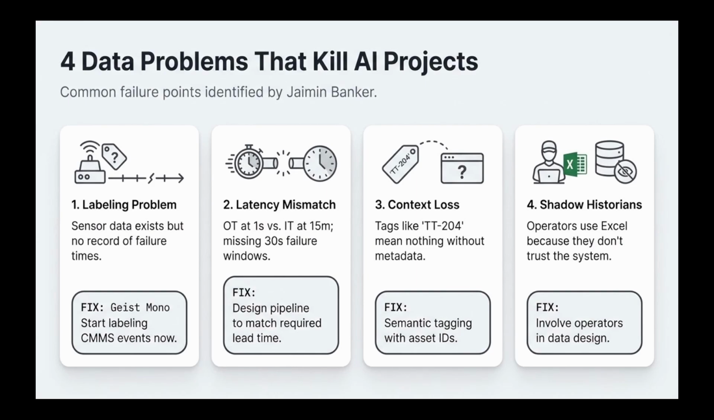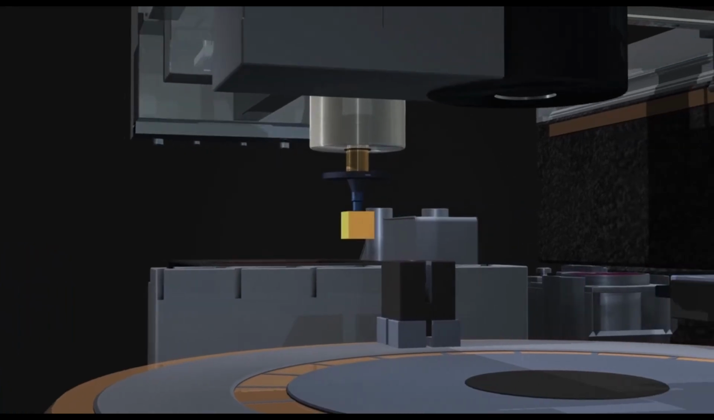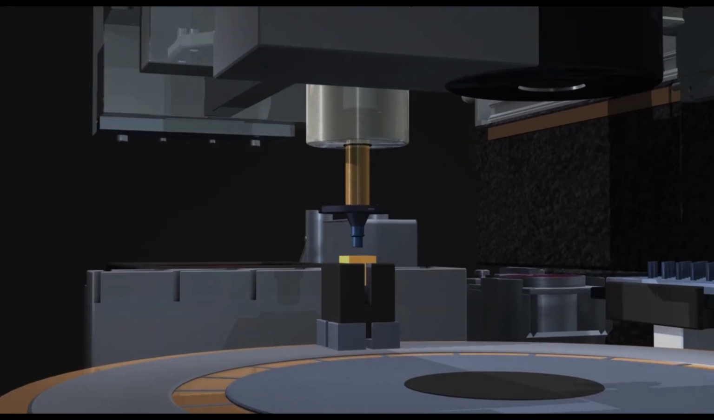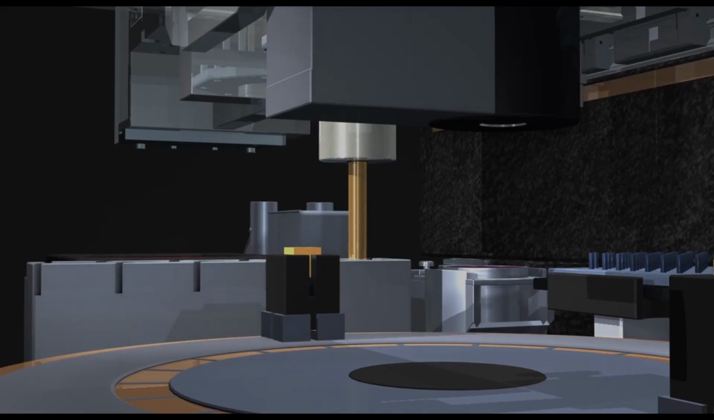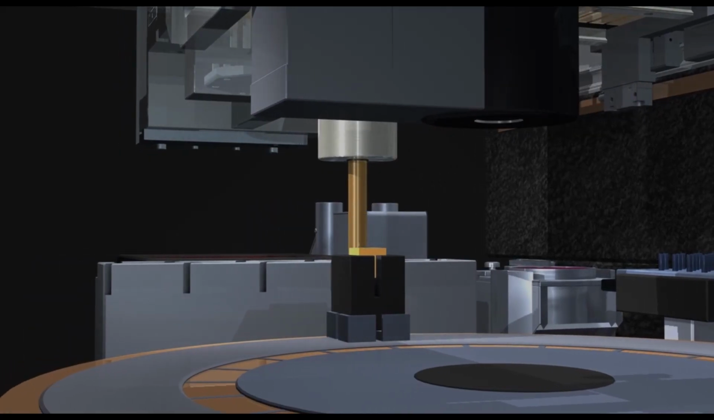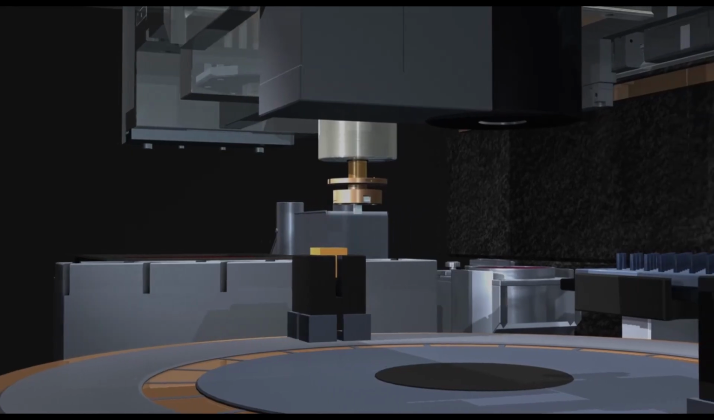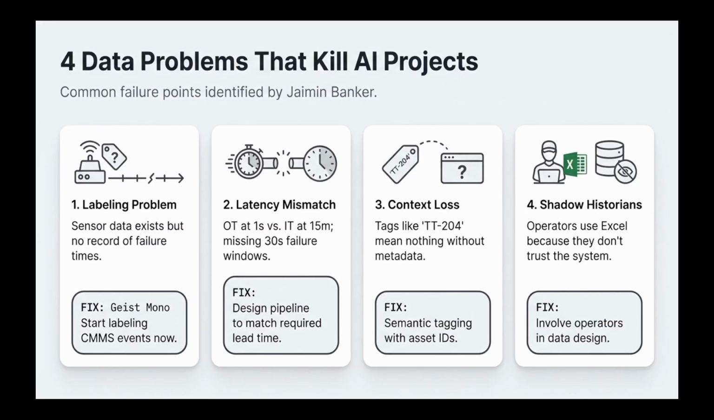This is one of the most human of the 4 problems. Your operators don't trust the official data system. Maybe it went down during a critical shift once. Maybe the data doesn't match what they see on the machine. So they started keeping their own records on an Excel spreadsheet, on the line supervisor's laptop, a paper logbook in the maintenance bay, a WhatsApp group where they share observations. These shadow systems exist in almost every plant.